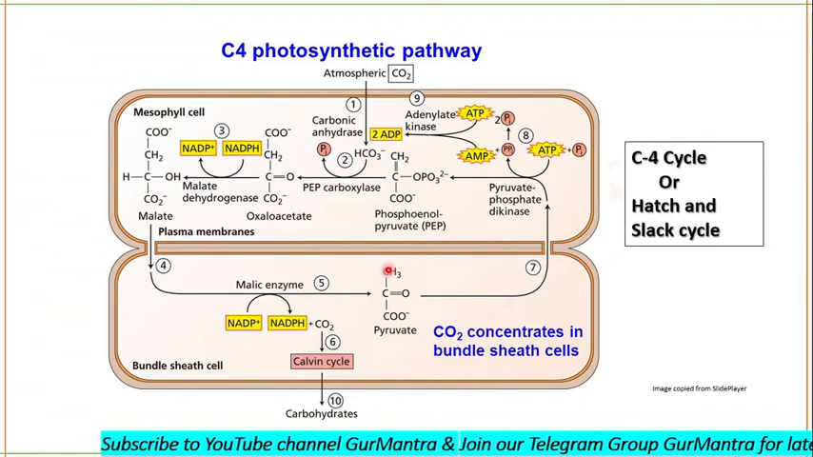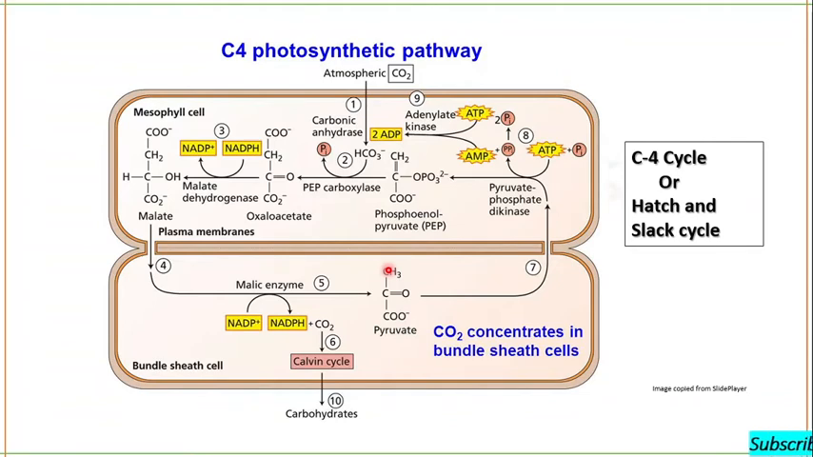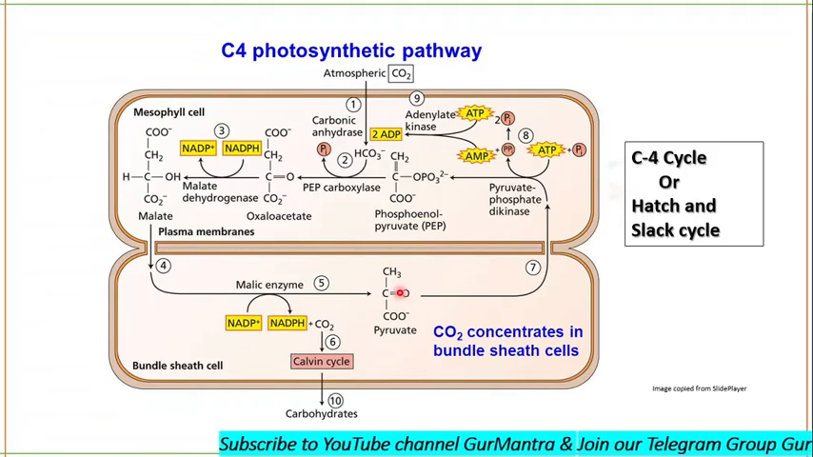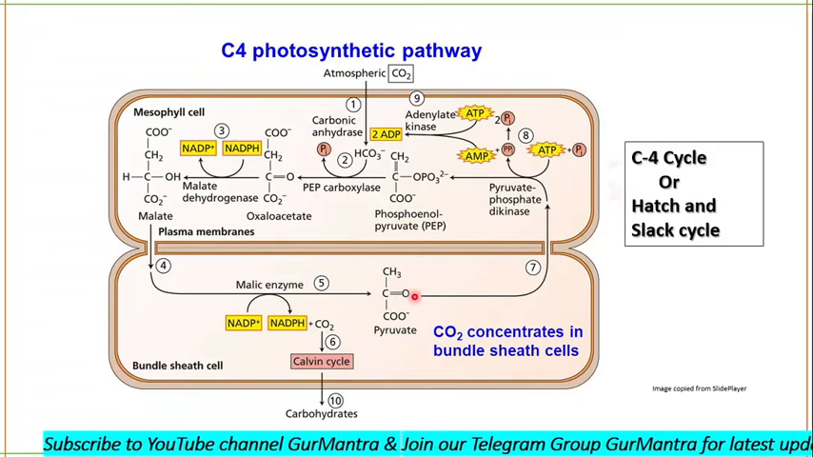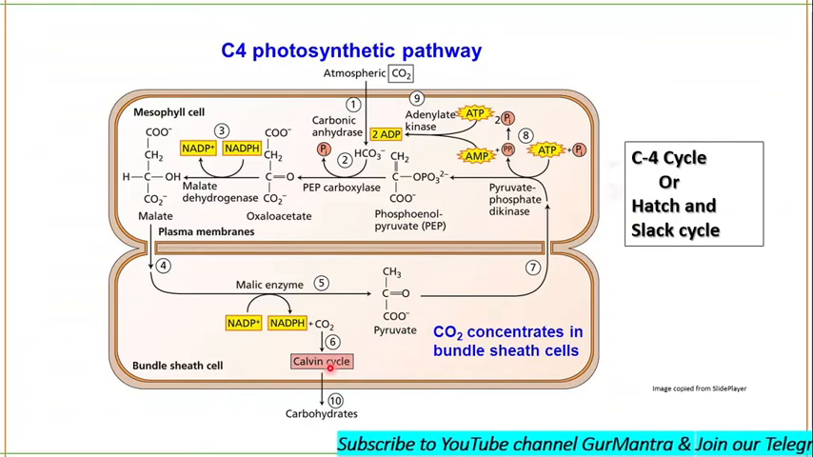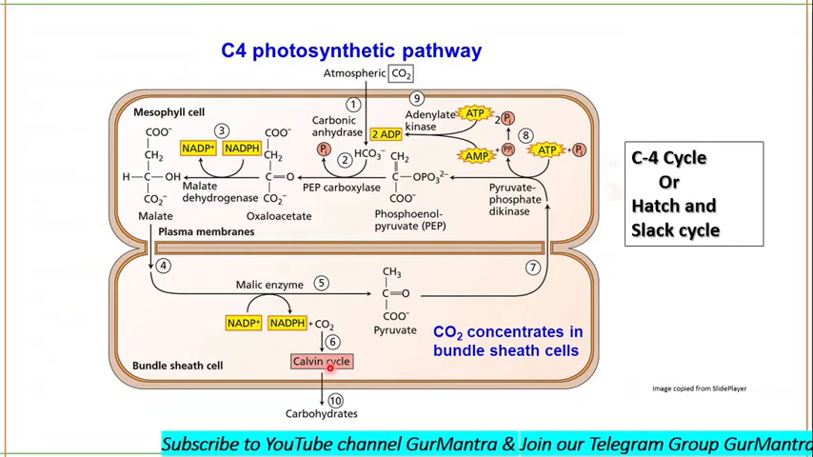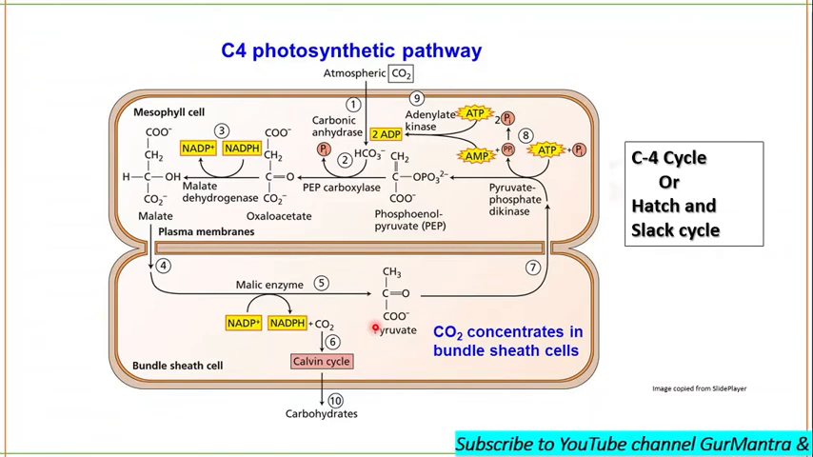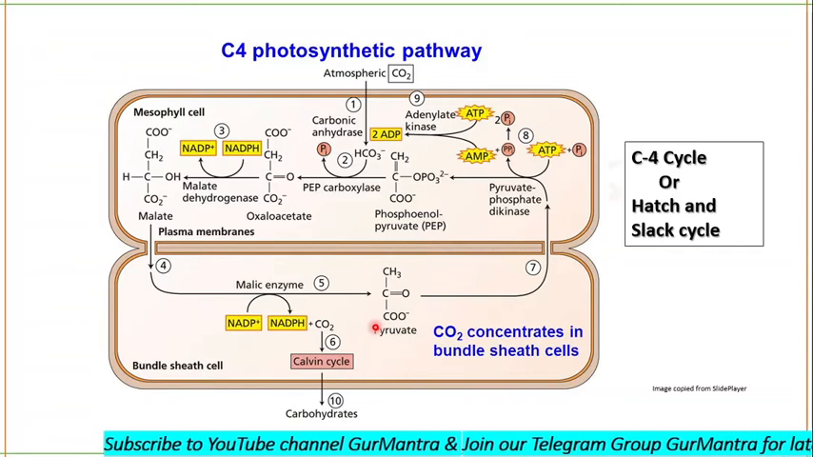Pyruvate feels like nobody is valuing me here, nobody wants me here. I should leave from here because nobody is asking me. They only value carbon dioxide. This Calvin cycle values only carbon dioxide and not me. So what should I do here? I should move out of this bundle sheath cell. This is not a place for me to live. I'm going to leave you, bundle sheath cell.